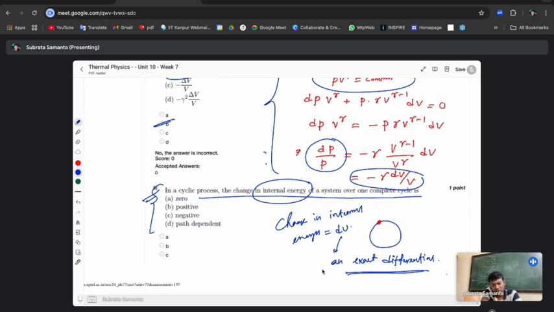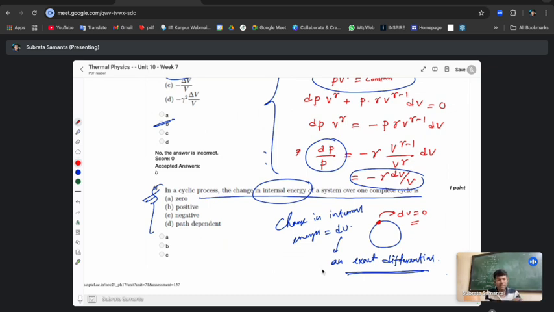It does not depend on the path; it only depends on the point. If you start from this point and end up at this point, there is no change between the initial and final points. So the change in internal energy in this case is 0, since any cyclic process is a periodic process: you start from this point and end up again at this point.